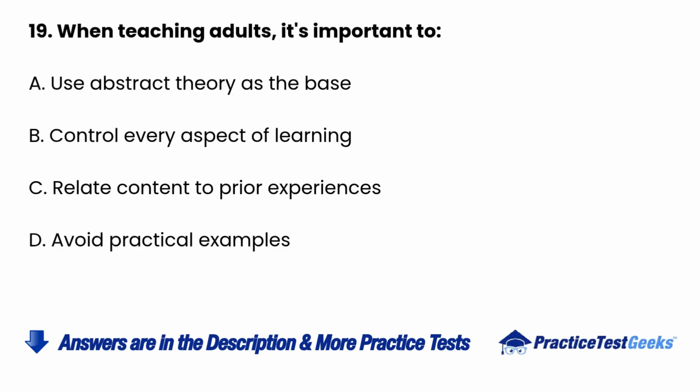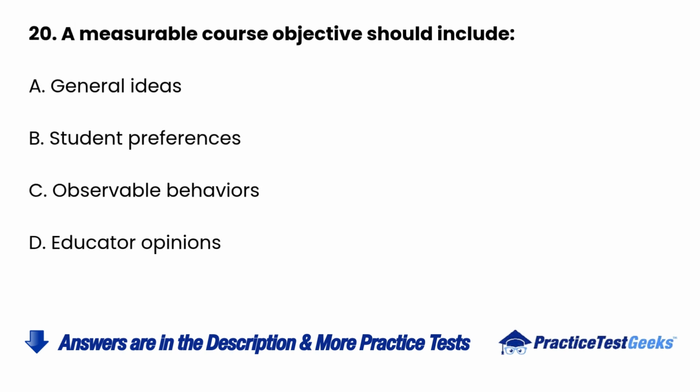19. When teaching adults, it's important to A. Use abstract theory as the base. B. Control every aspect of learning. C. Relate content to prior experiences. D. Avoid practical examples. 20. A measurable course objective should include A. General ideas. B. Student preferences. C. Observable behaviors. D. Educator opinions.